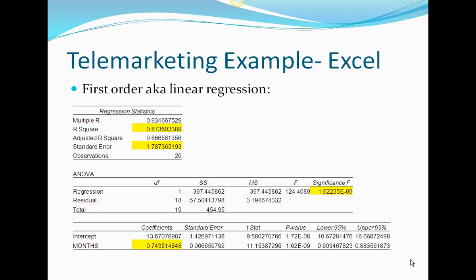Okay, and looking at that p-value, we see that months is statistically significant, and the p-value of the F statistic also confirms that, since in this case there's only one independent variable. So our t-test with an H0 of beta months equals 0 is the same as our F-test.